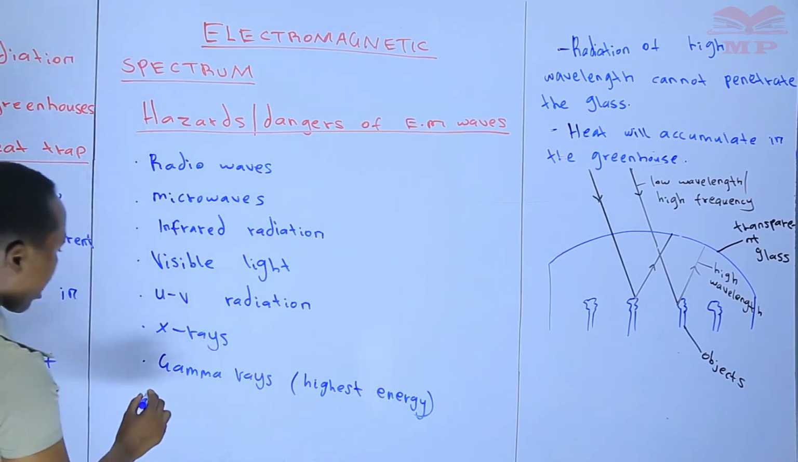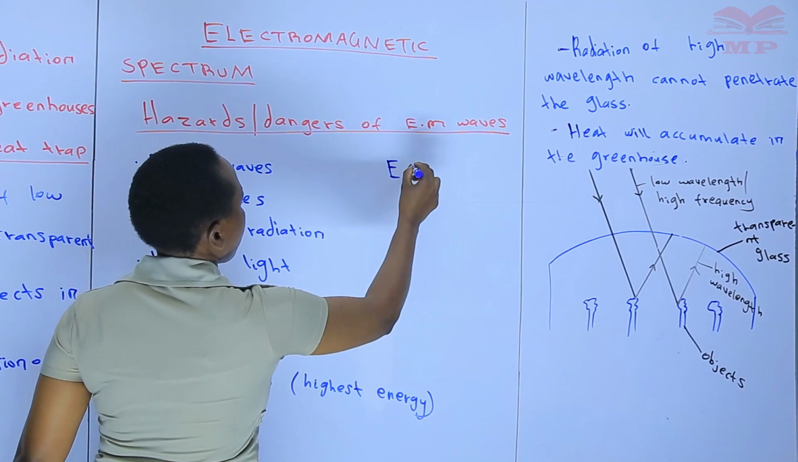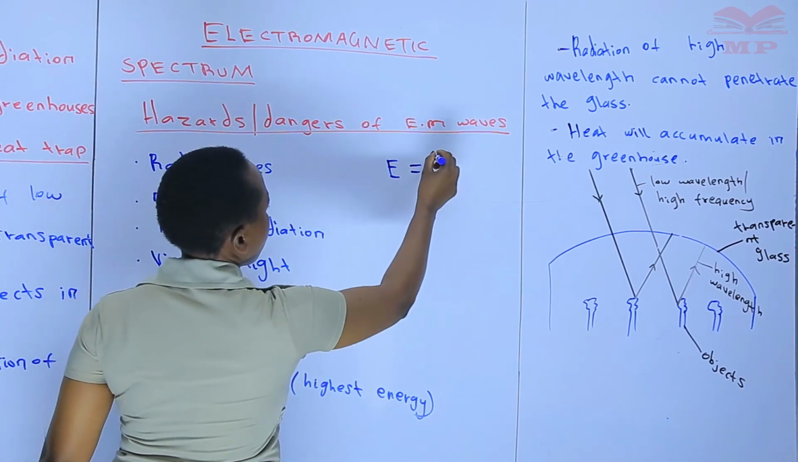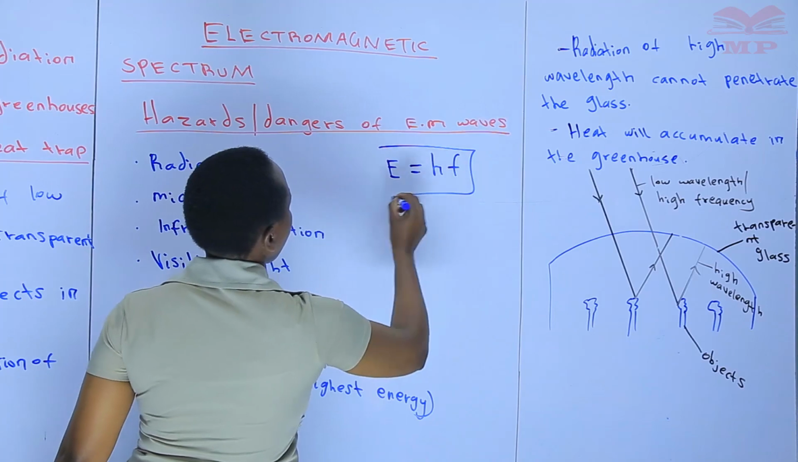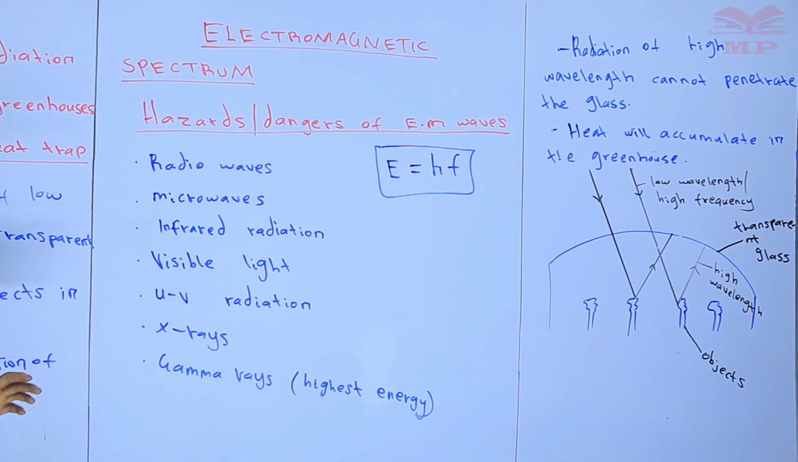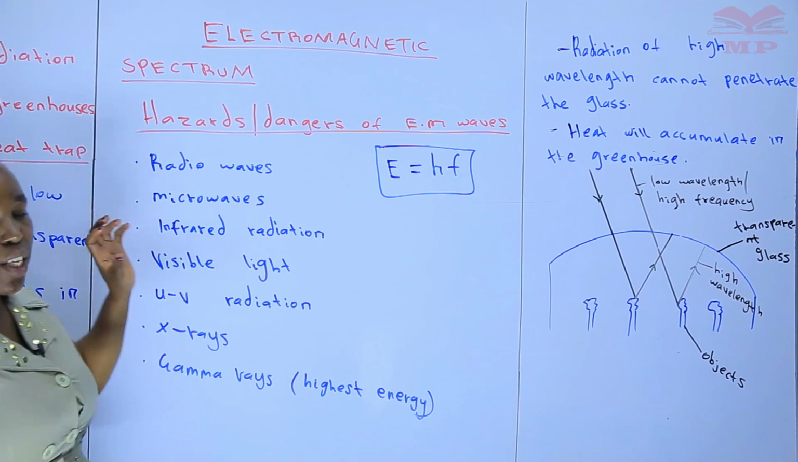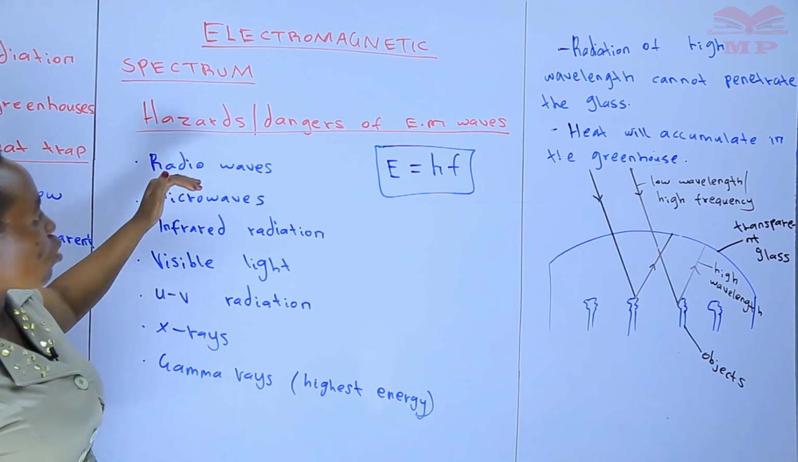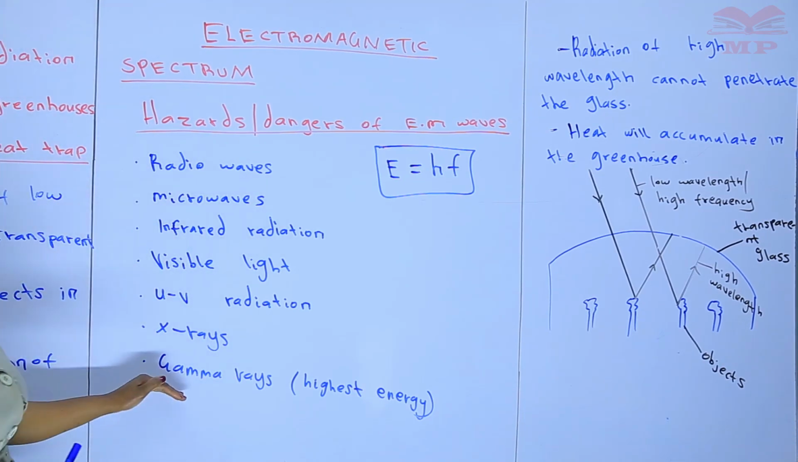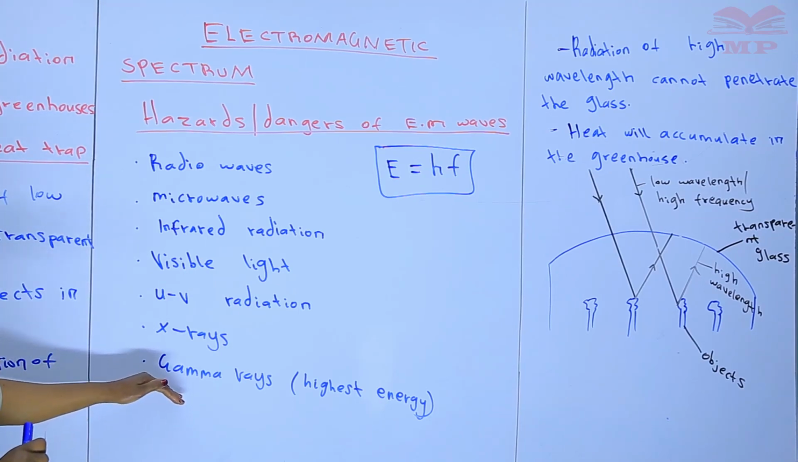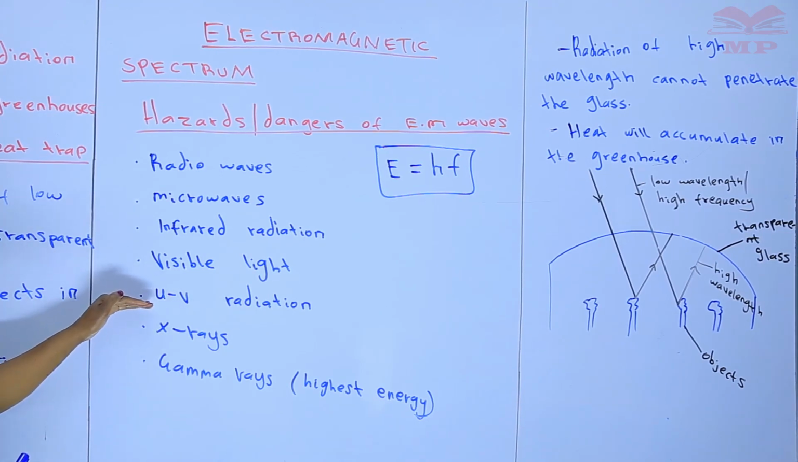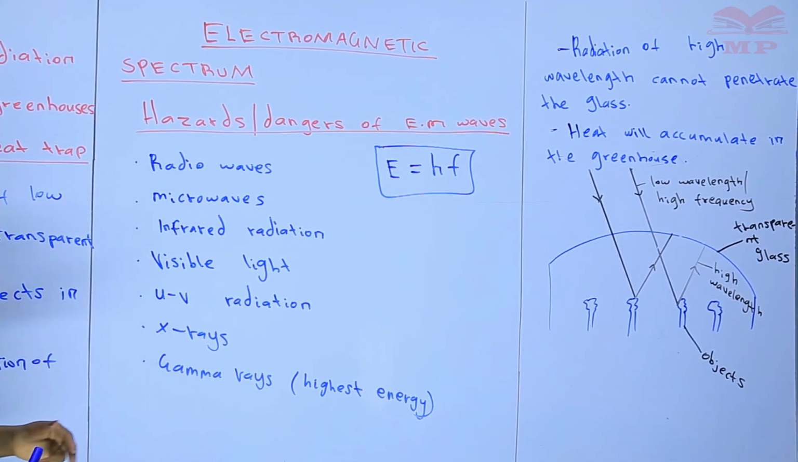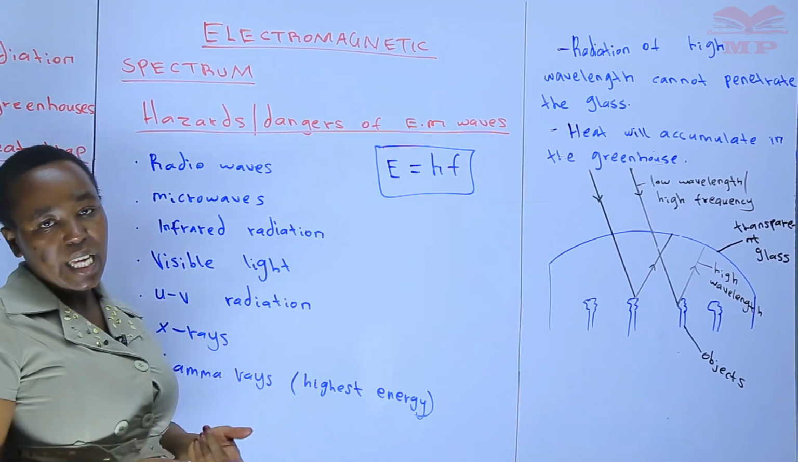Because we think that energy is directly proportional to the frequency, so E equals hf, where h is the Planck's constant. Now, when we have these electromagnetic waves, some of them are very dangerous, and long exposure to these electromagnetic waves, especially the ones that have very high energy content, that is the gamma rays, the X-rays, the UV radiation.